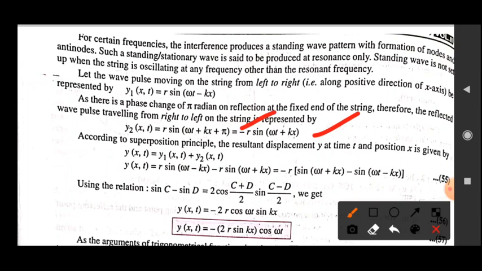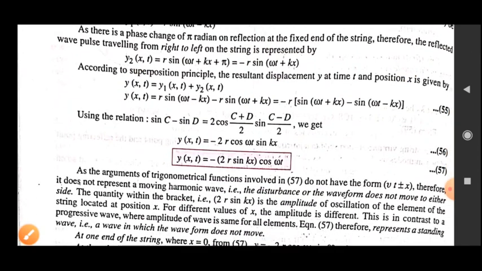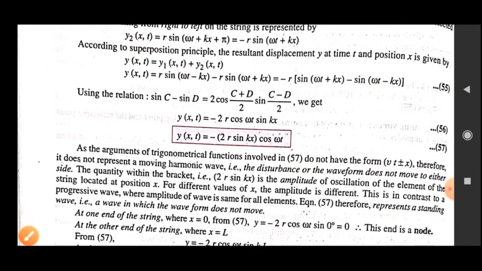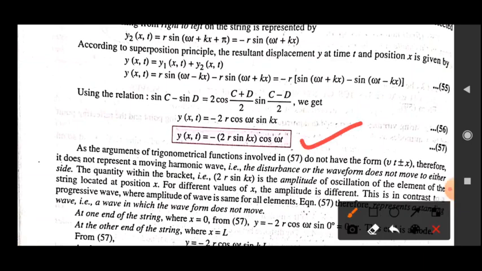Now the superposition principle says the displacement of the resultant wave can be found by y equals y1 plus y2, meaning the algebraic sum of the individual waves. If you write down the values of y1 and y2 and solve this equation using the sin C minus sin D formula, the trigonometrical formula is given here, and using that formula, this is the final resultant wave equation that we have got.